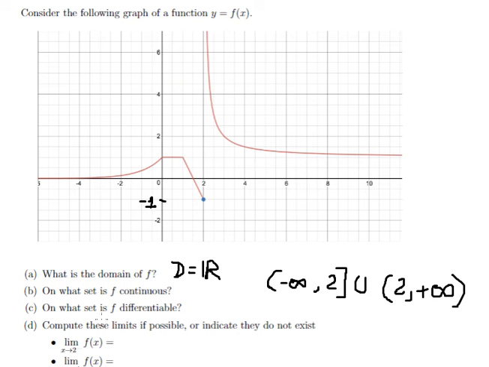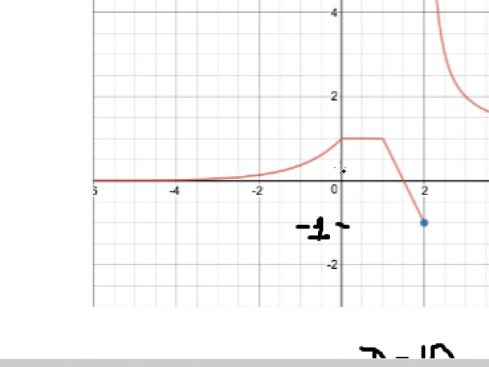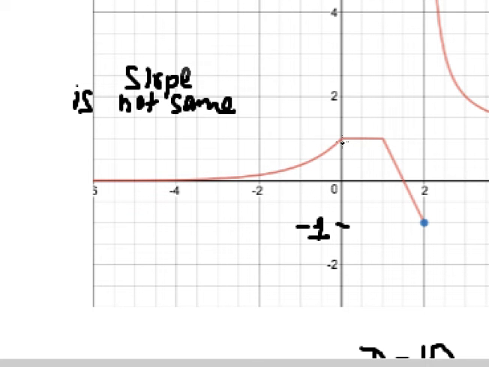And the next one, what set is f differentiable? So if we look carefully at this location in here and here, we can see that on the left and on the right, the slope is not the same. So that means we can write the answer like this. This one, that is about number 1.